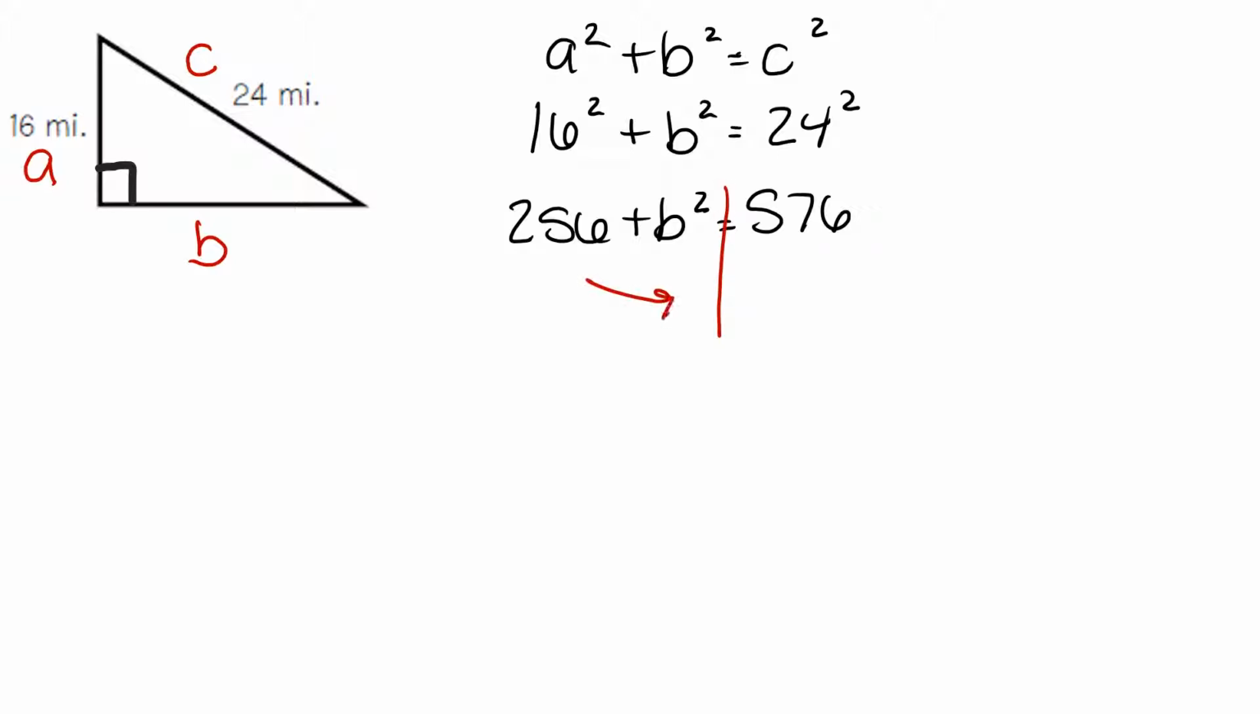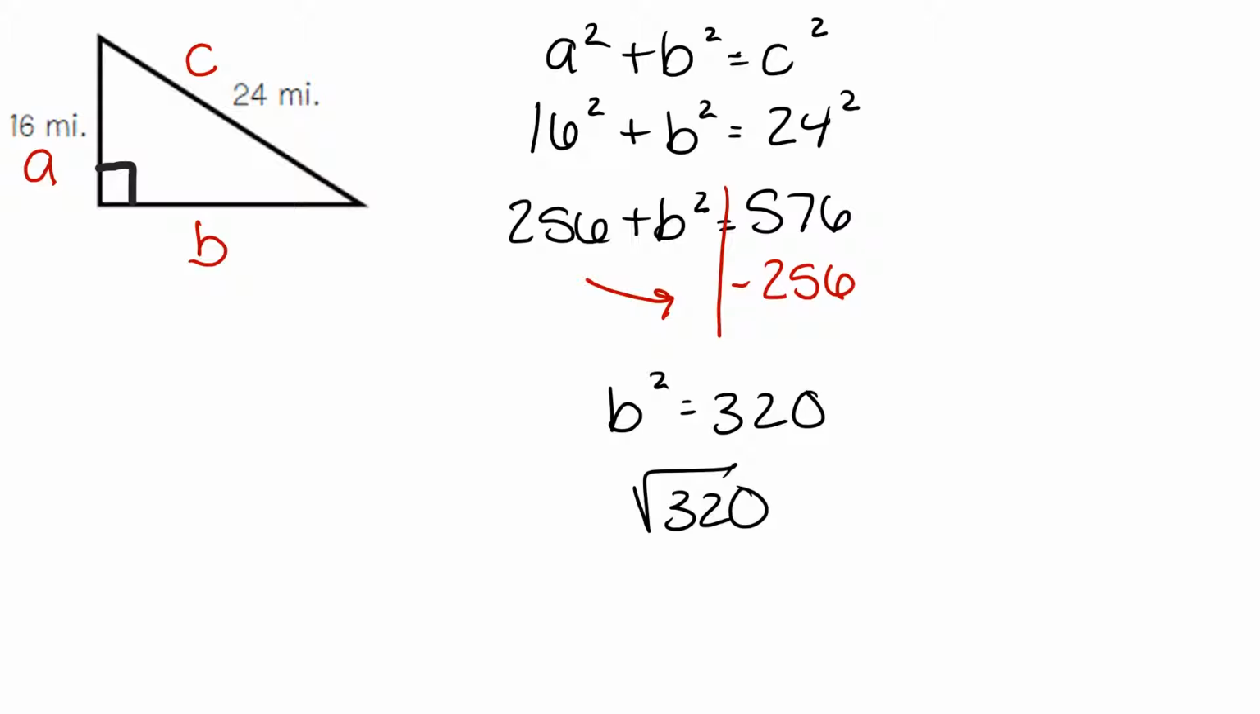To combine like terms, 256 and 576 are on opposite sides, so we do the opposite operation. We do a minus 256. 576 minus 256 is 320. Our last step is to take the square root.